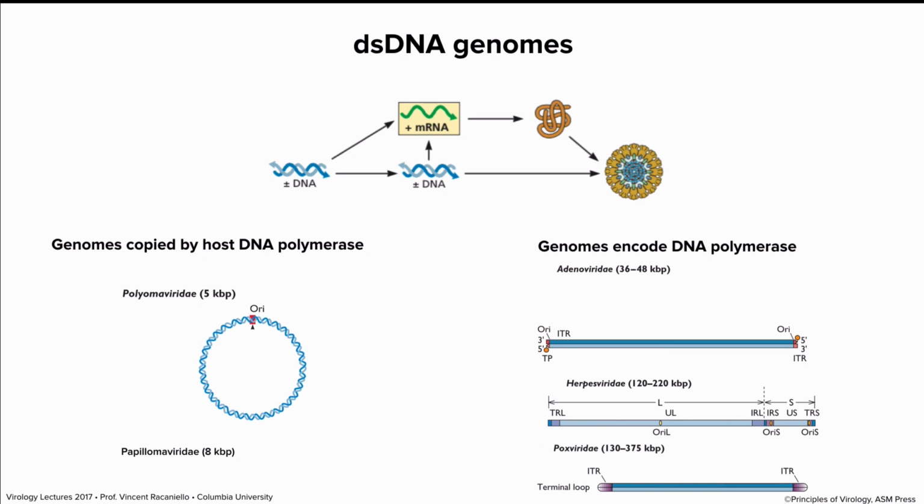Polyomaviruses and papillomaviruses have 5 kilobases and 8 kilobases of circular double-stranded DNA. They don't have room to encode a DNA polymerase, so they use that of the host cell. The other viruses' genomes encode a DNA polymerase.